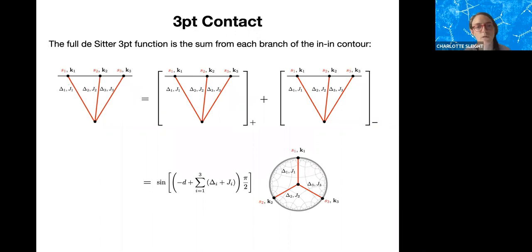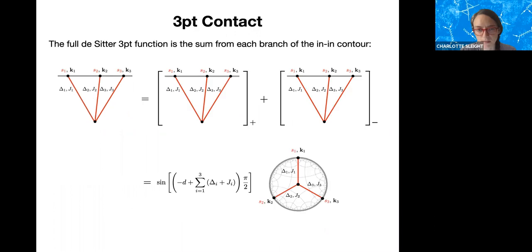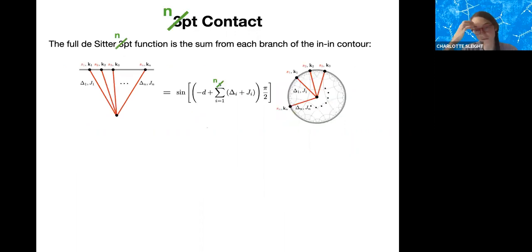The full de Sitter contact diagram is obtained by, of course, summing the contributions from the plus and the minus branches. And what happens is that these constant phases, which have opposite sign, combine to give this constant sign factor here, multiplying the three-point contact diagram in anti-de Sitter space. So to summarize, if you have a three-point contact diagram in AdS and you multiply it with this sign factor here, you obtain its de Sitter counterpart. And let me also say that this carries over in the obvious way to contact diagrams involving any number n of external legs, carrying out exactly the same steps. And so I just flashed the result here. You just replace three with n in the obvious places.